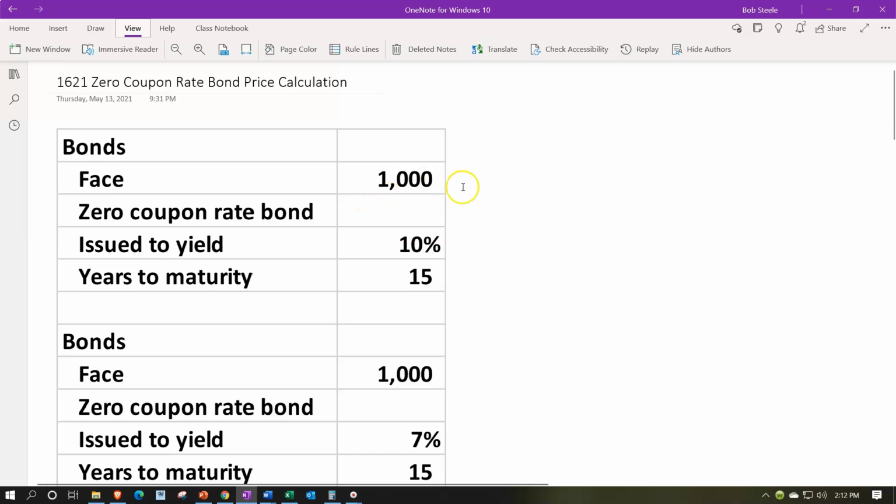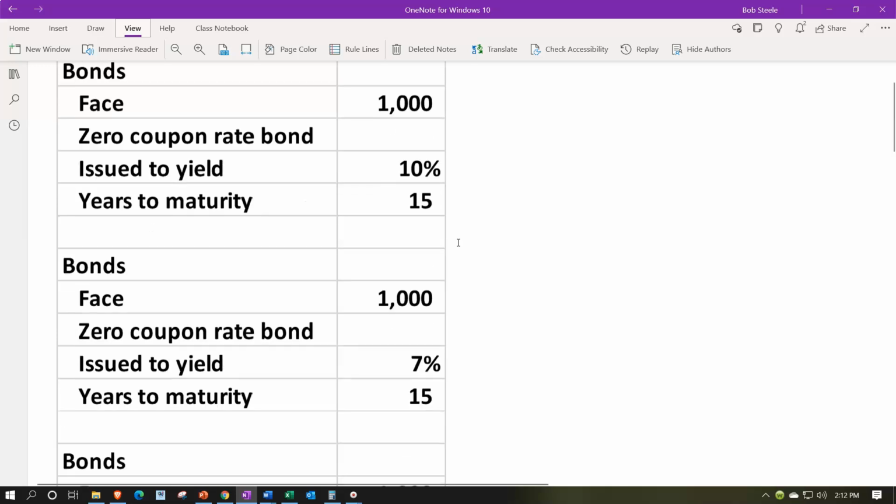We have the bonds at the face amount of 1,000. Zero coupon rate means there is no rate. There's no interest component to the bond price that we'll have to take into calculation. Then we're going to say that the issued to yield, in essence the market rate, is 10%, and the years to maturity will be 15.